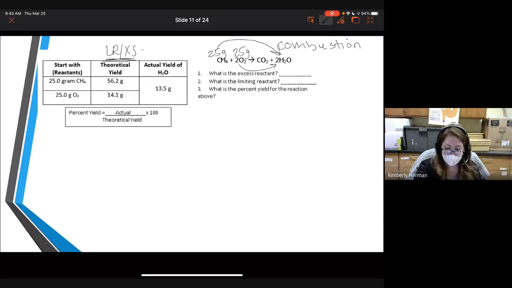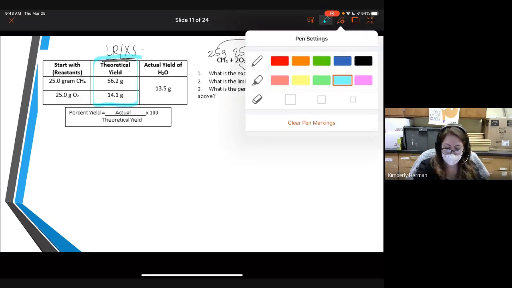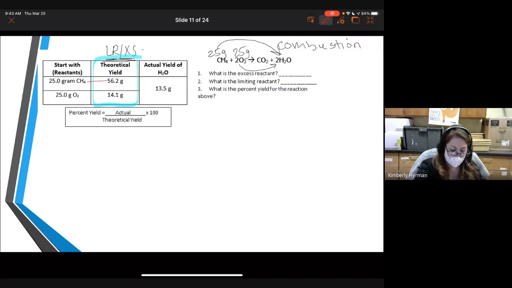So we actually use this part of our table to decide which is our limiting and which is our excess. So we look back, remember that our limiting is going to be our lower, and our excess is going to be the higher one. So we notice that 56.2 is higher, so our excess would be CH4, and we would notice that O2 is our lower, that would be our limiter.